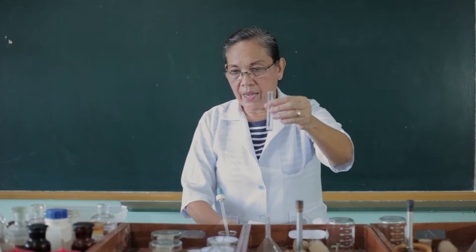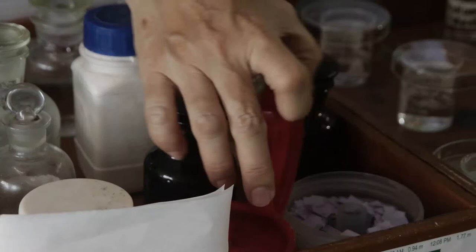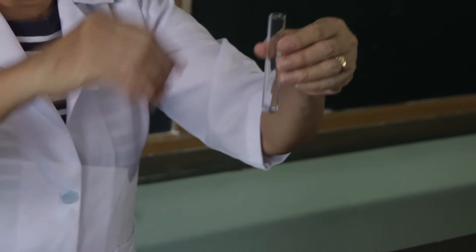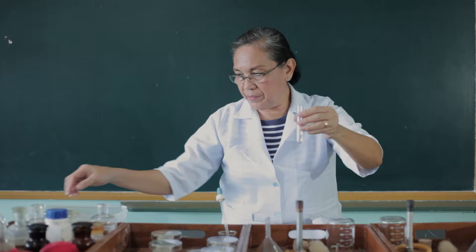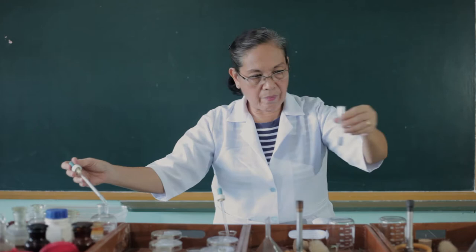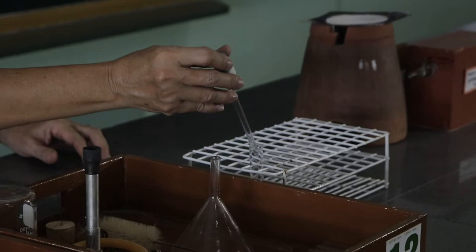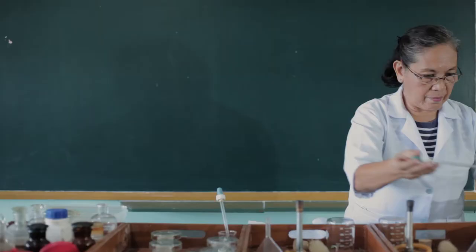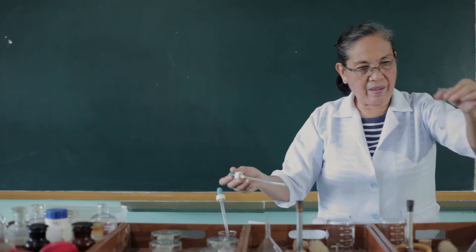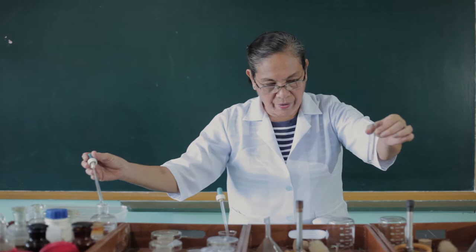So when we say acidify, let us make this acidic and test it with the blue litmus paper until the blue litmus paper will just turn red. Okay, so it's already acidic. And let's add 2 more drops of this hydrochloric acid.